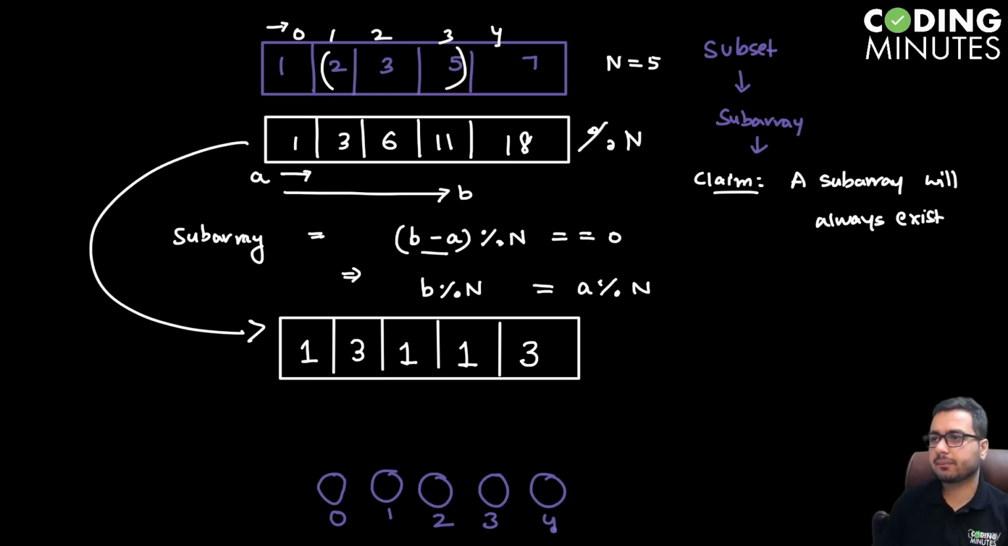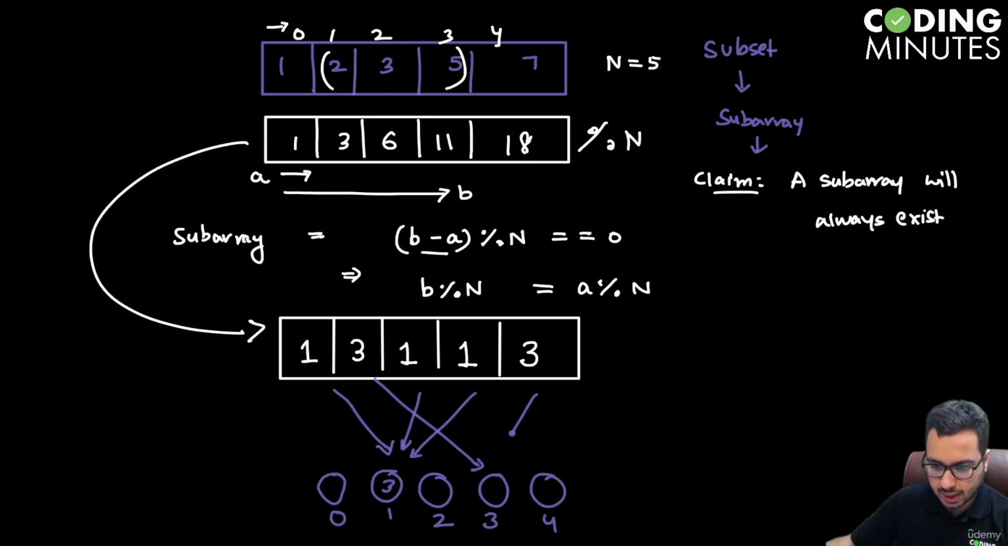4. Okay, so right now what we are getting is 3 numbers which are getting mapped with the bucket 1. Okay, we are getting 2 numbers which are getting mapped with the bucket 3, and 0 numbers mapped with bucket 2, and 0 numbers mapped with bucket 4, and 0 numbers mapped with bucket 0. So right now this is how the distribution is.